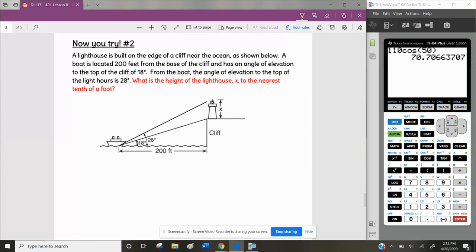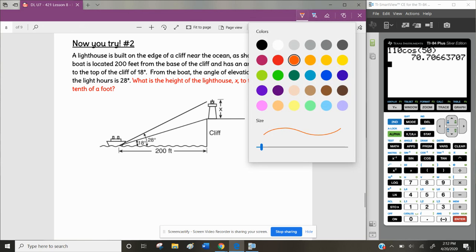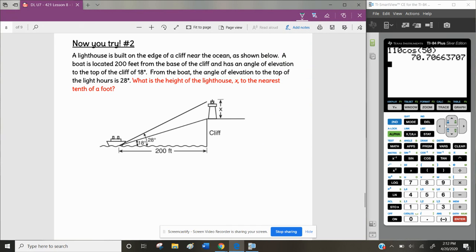So here is the second question. If you haven't tried this yet, please pause the video and then press play when you're ready to see the solution. So we want to find the height of the lighthouse X. I don't have two sides. I can't use Pythagorean theorem. I have an angle and one side. So I'm going to have to use trigonometry, and I'm going to do two triangles here.